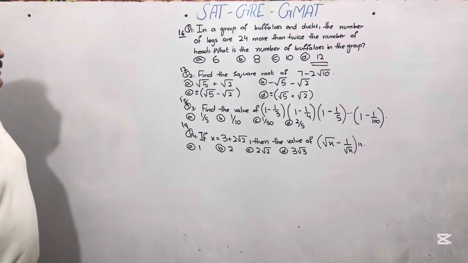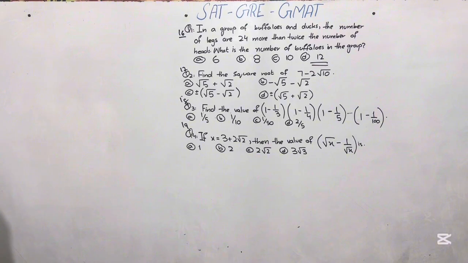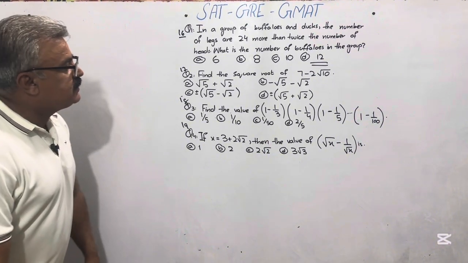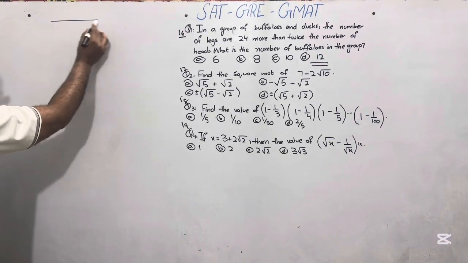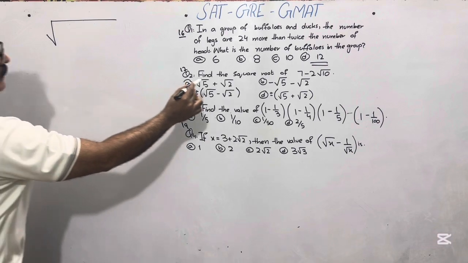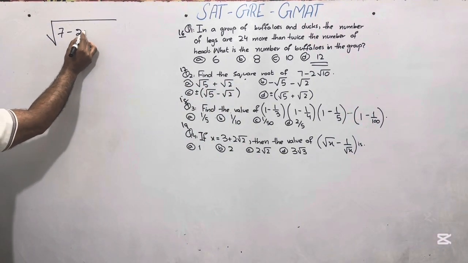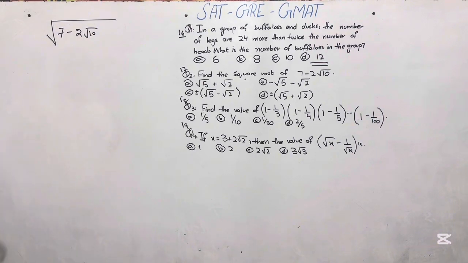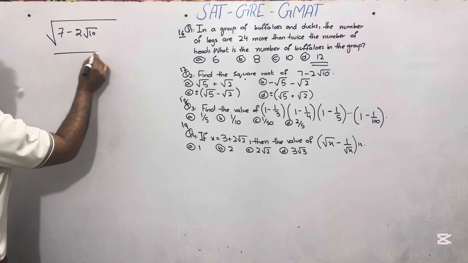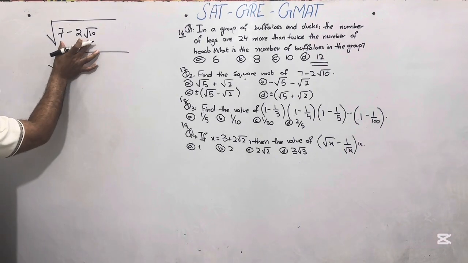Moving towards the next question: find the square root of 7 minus 2 times the square root of 10. It's a wonderful, elegant question, prevailing on FB here and there. Good question.